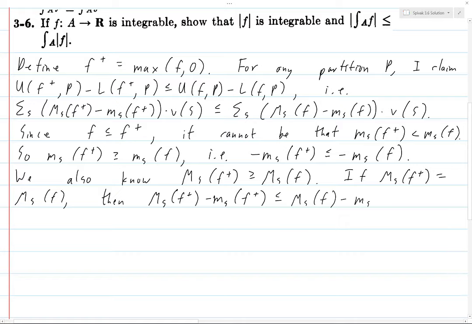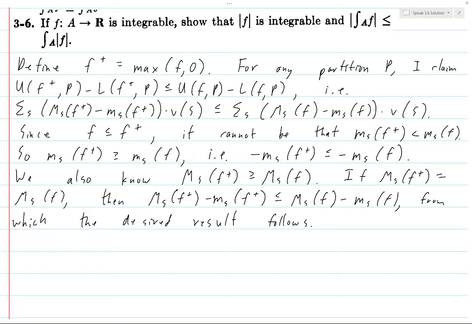So M_S f minus m_S f, from which the desired result follows. Because indeed, what this says is that for any S, this inequality holds. This inequality holds for every single S. And if you multiply this inequality by the volume of S, then the inequality still holds. And then if you sum that over all S in this partition P, then you still have the inequality holding.